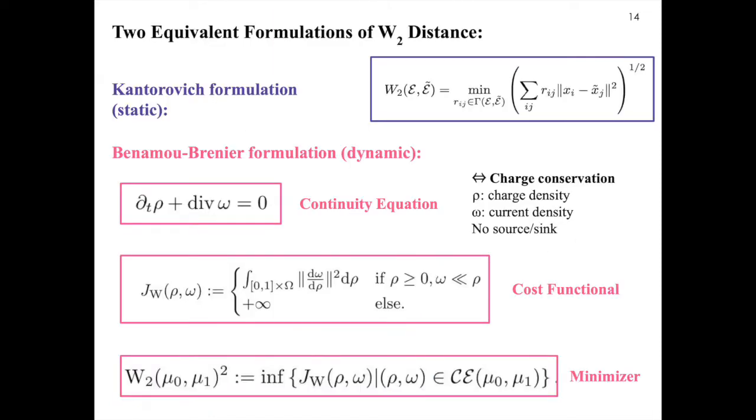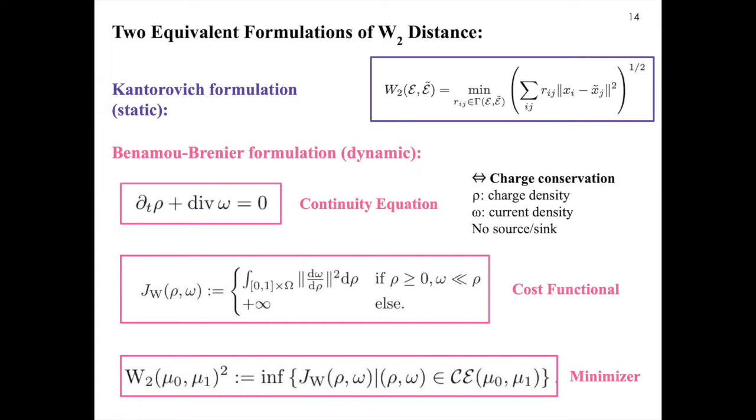So there are indeed two equivalent formulations of the W2 distance. The one we are familiar with is the static formulation, circled in purple. But it can also be cast in a dynamic form, and the formulation is analogous to fluid dynamics. So if we think of rho as a charge density, omega as a current density, then this equation is nothing but the charge conservation law. And the W2 distance can be obtained from rho and omega by minimizing this cost functional J here.